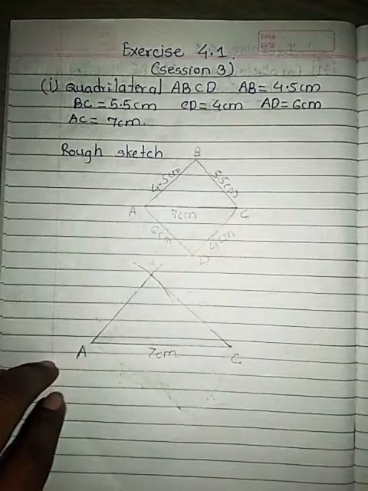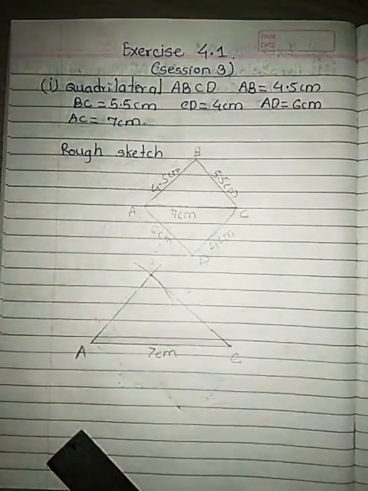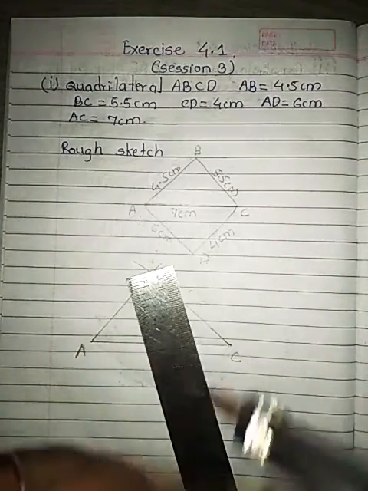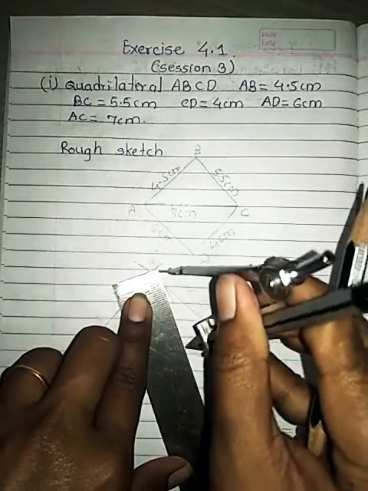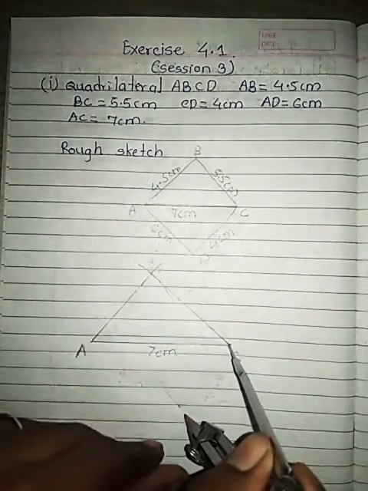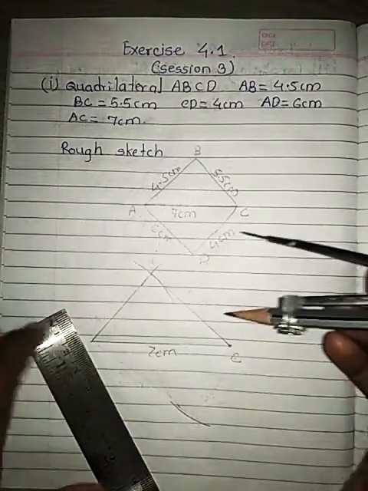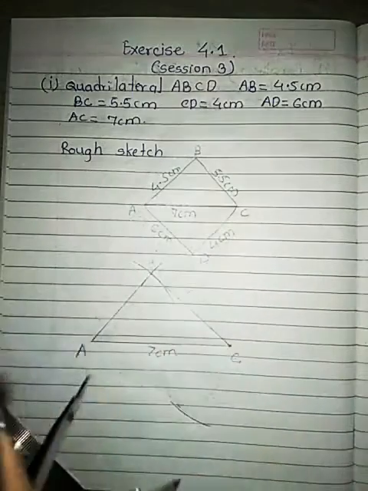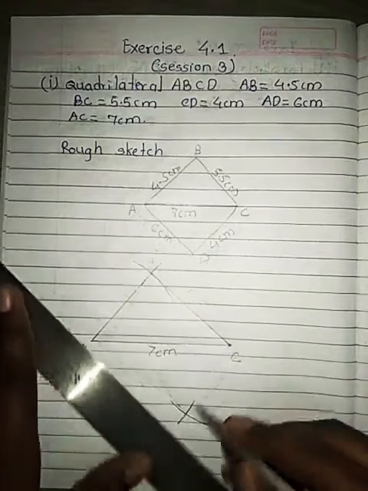Half of the construction is over. Then next is this 4 centimeter and this 6 centimeter. Then I'll take 4 centimeter, make an arc, and then take 6 centimeter, make an arc and join it.